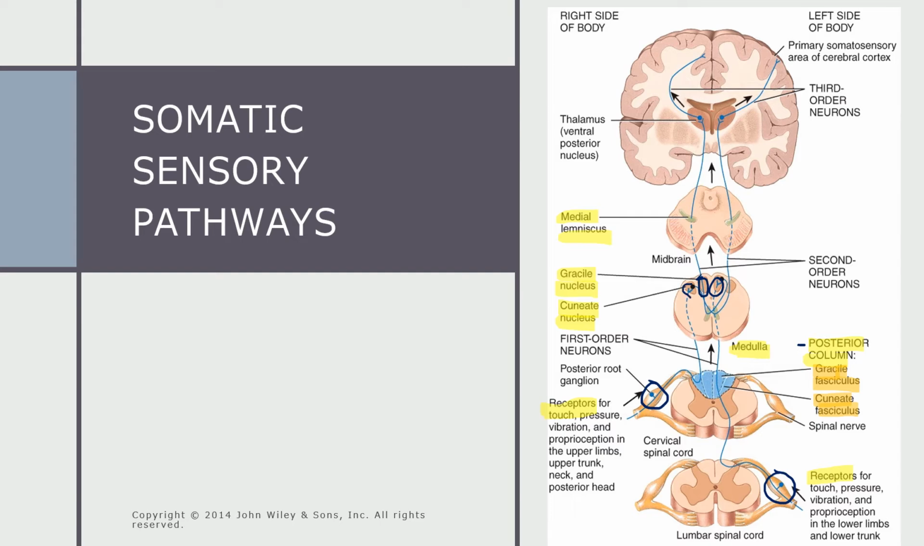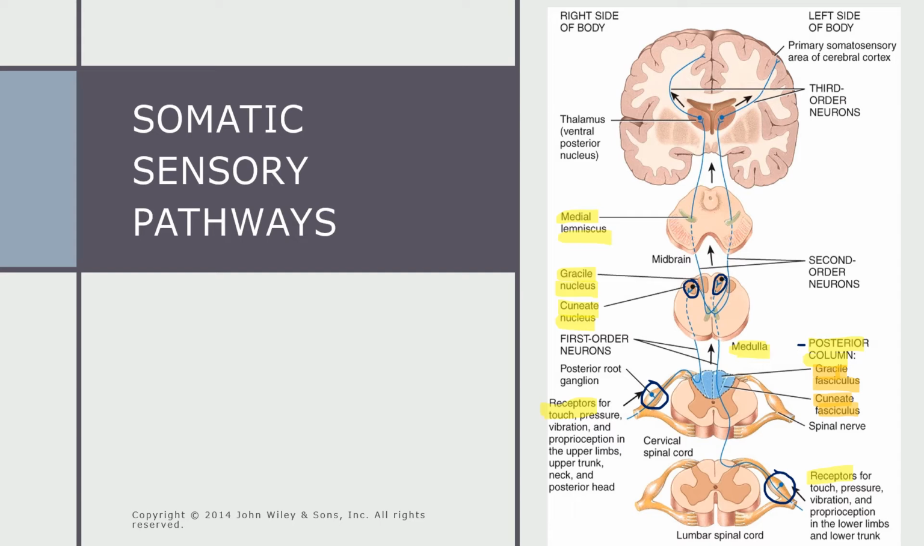And the cuneate nucleus is going to be the more lateral aspect. And you can actually see those cell bodies of the second order neurons right here. This little black dot here is going to be those cell bodies of the second order neurons. Now this part is also important as well.